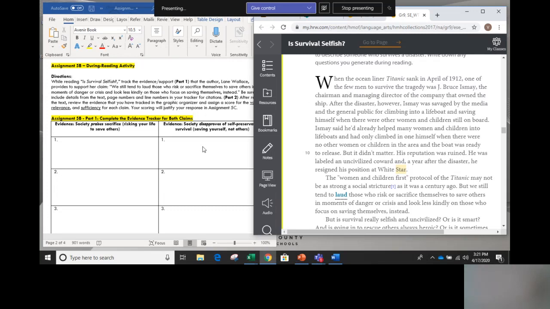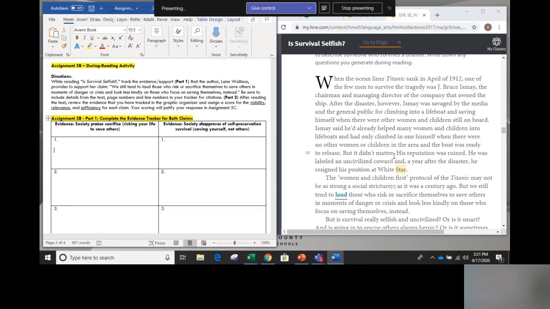So that's definitely one thing that I can add to this side, because clearly society disapproved of him self-preserving. Even though he said that he helped other women and children, he was ridiculed and his reputation was ruined because he saved himself. Okay, so I'm going to just type that in here.